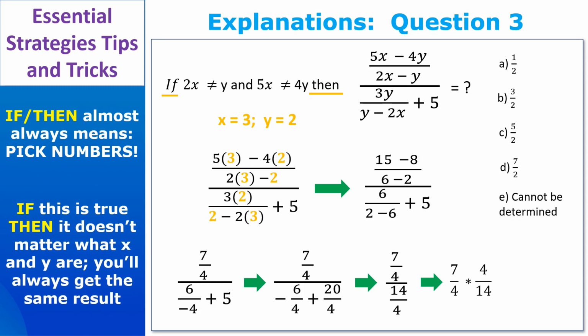And now we have multiplying fractions. So that means we're going to do some fancy crossing off here. When we're done with our crossing off, we find that we get 1/2. So our answer is A. Now it doesn't matter what numbers you pick for x and y. That's the beauty of if-then questions. You'll always get 1/2. Don't believe me? Go ahead, pick your own numbers for x and y, and it's always going to come out the same. It will always equal 1/2.